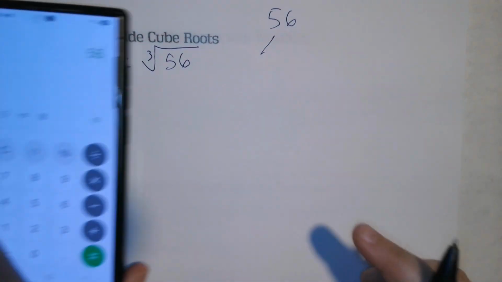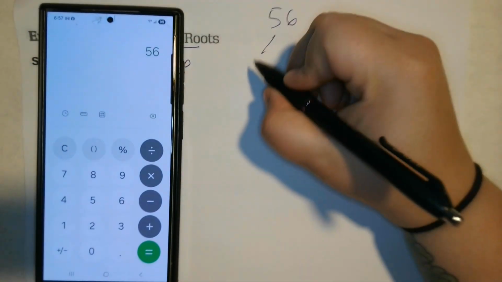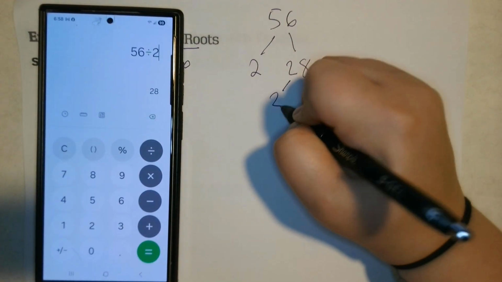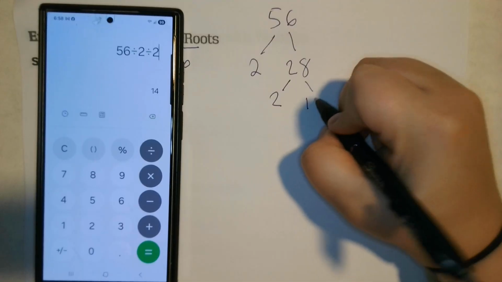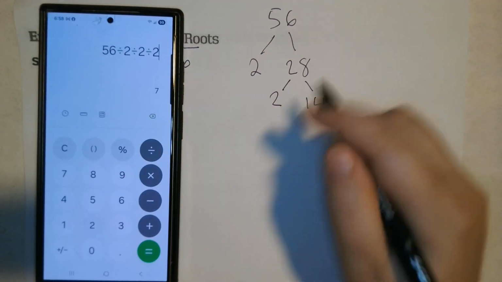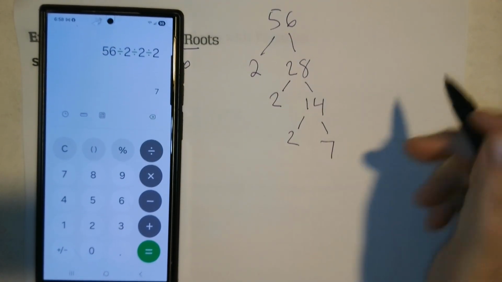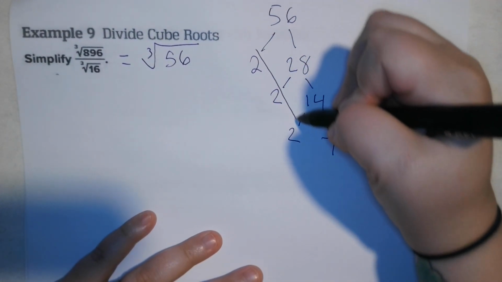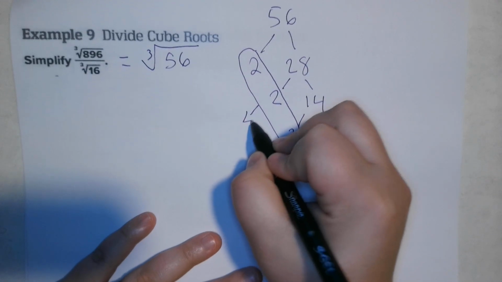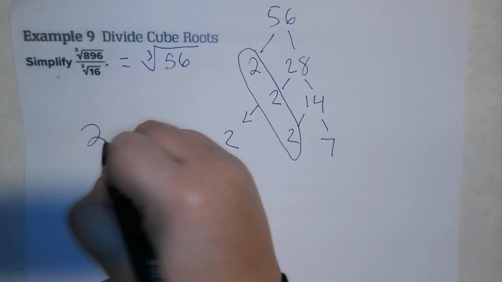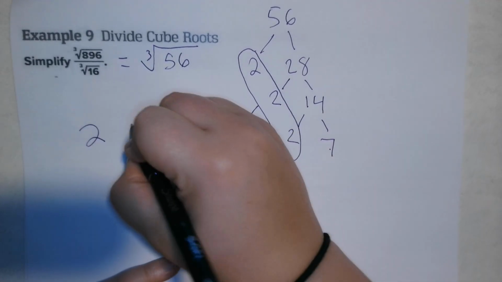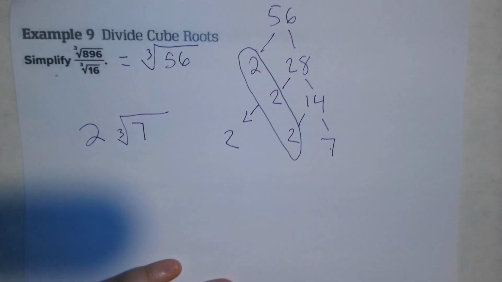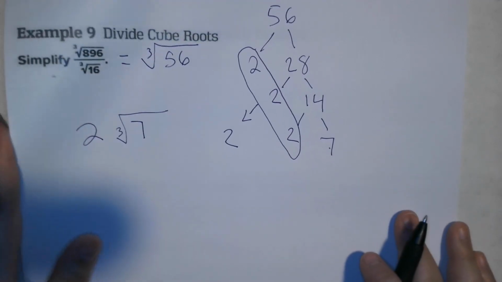Okay, so I have 56 on my calculator. It's divisible by 2. I get 28. 28 is still even, so it's divisible by 2. I get 14. 14 is still even, so it's divisible by 2. I get 7. Look for groups of 3. 1, 2, 3 2s. Means I bring out a 2. It's going to be on the outside, and the 7 is going to be on the inside, but don't forget to write your 3 as the index. Okay?